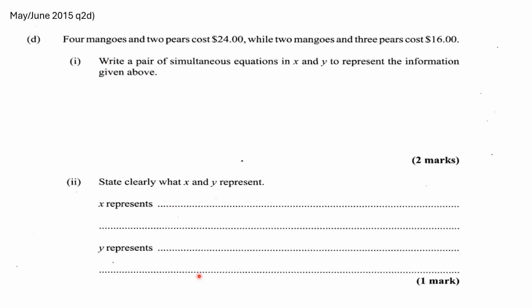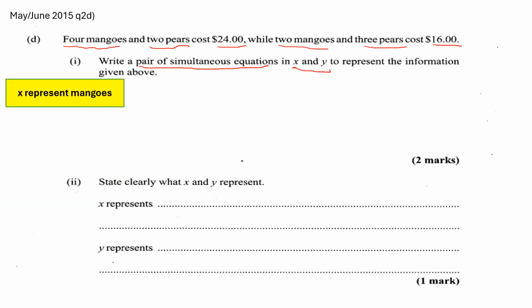Now let's underline some important words, okay? So 4 mangoes, 2 pears cost $24. 2 mangoes, 3 pears cost $16. And you're writing a pair of simultaneous equations in terms of x and y. So let x represent mangoes and y represent pears.